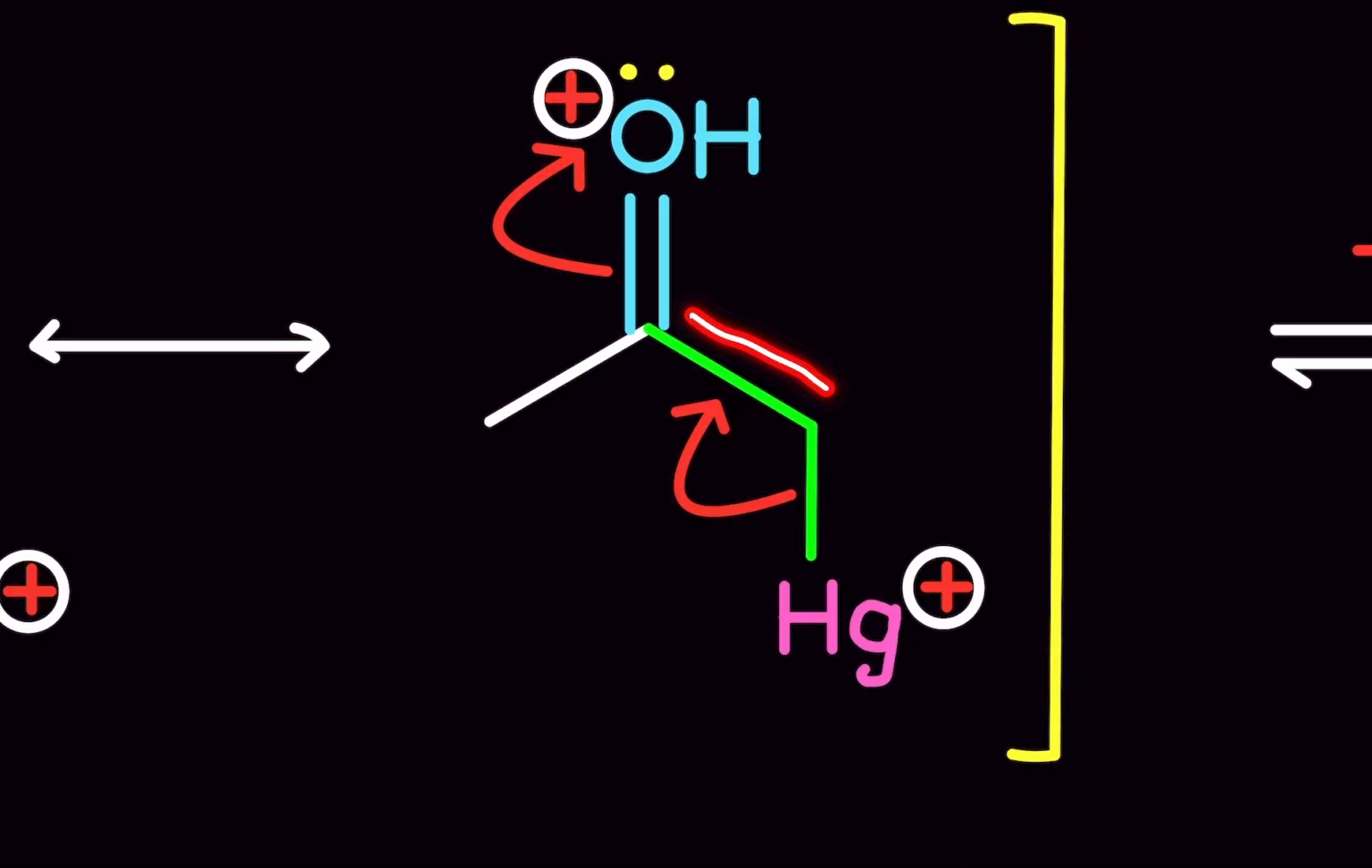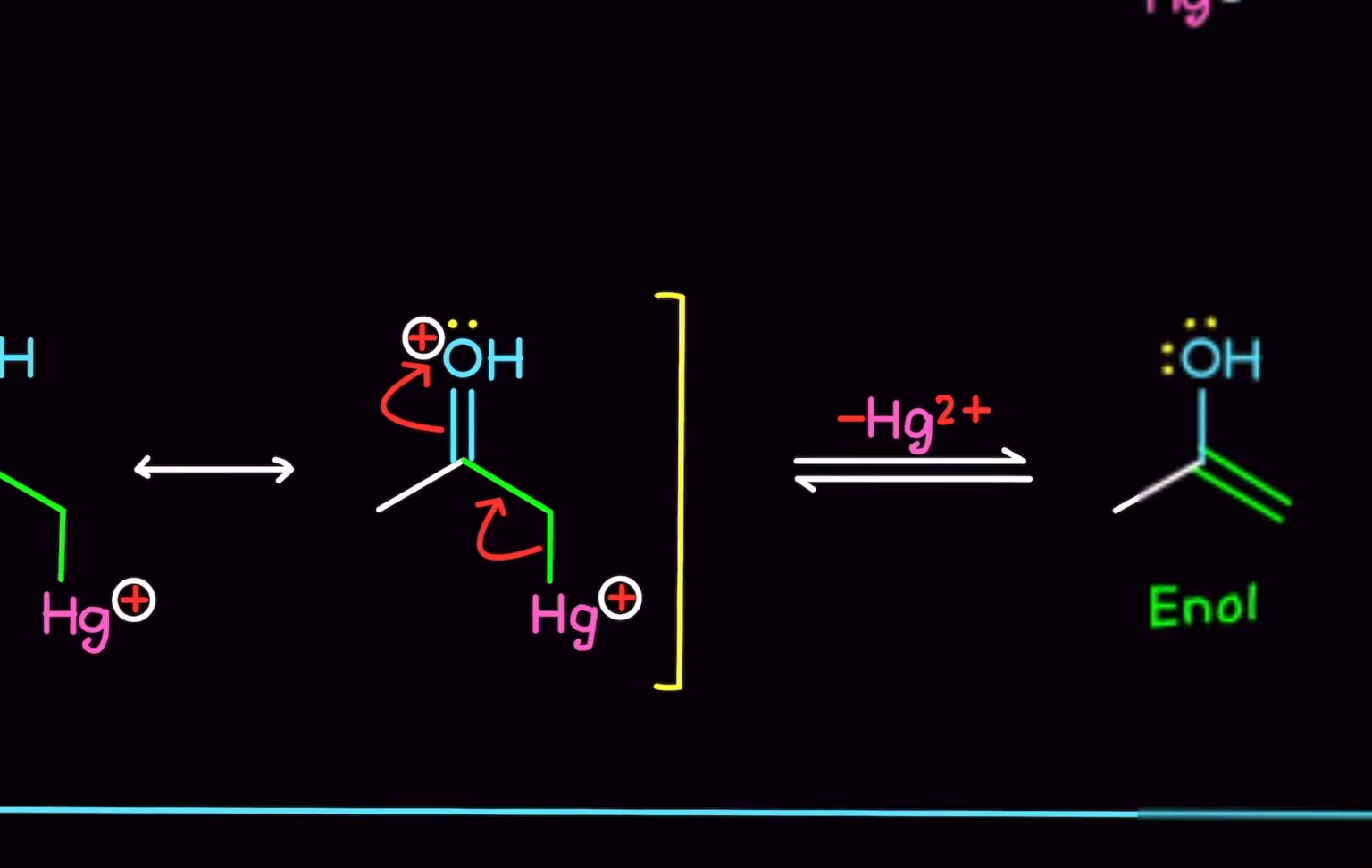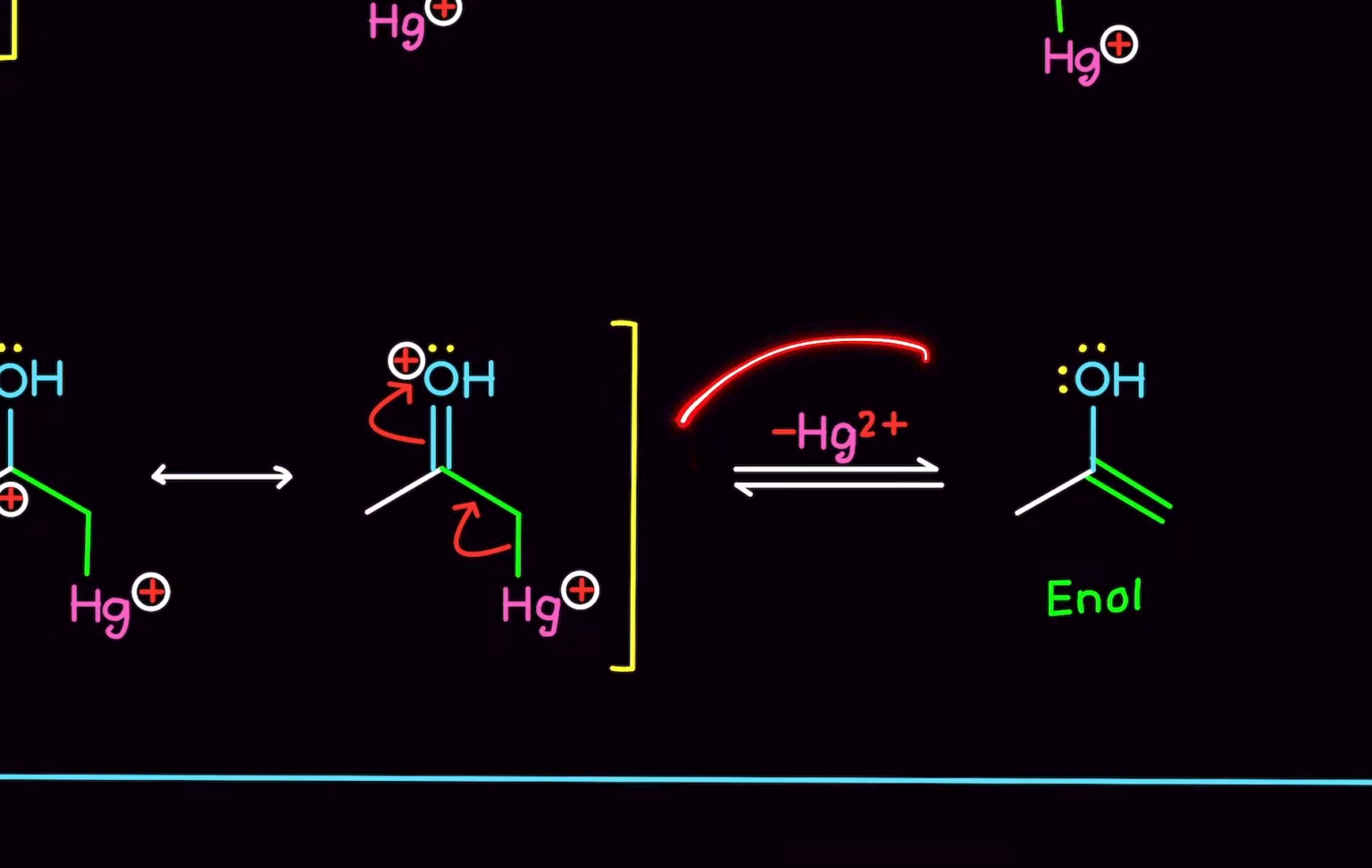Now, since we have a double bond here, it is illegal to have a double bond right next to it, like this. So the pi bond from this is going to go and give its electrons to oxygen and stabilize the positive charge it has. So mercury has left, and we get this. This is called an enol.